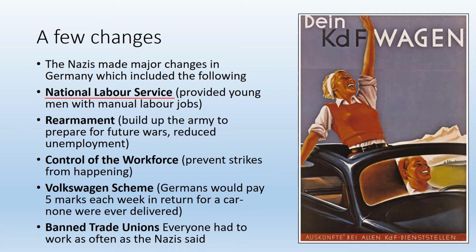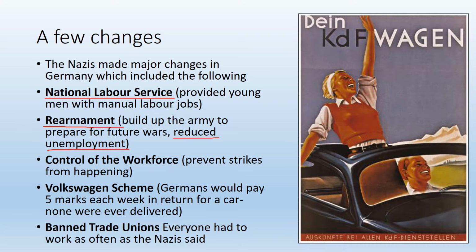Rearmament. This was done very secretly. The Treaty of Versailles limited Germany's military to 100,000 soldiers, no submarines, no warships, no tanks. And Hitler had to build up for future wars very quietly, and he did this behind the scenes. This also reduced unemployment. Of course, you need lots of people to build the tanks, but you need miners to actually get the metals from the earth to be able to build the tanks with.